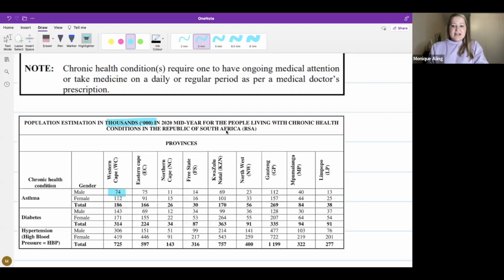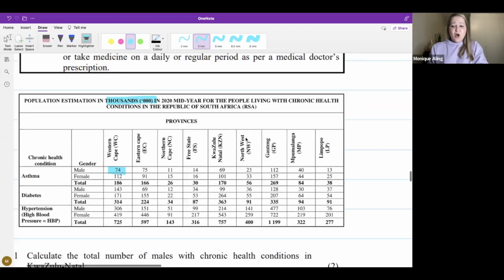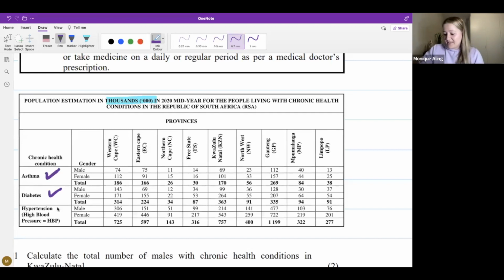All right. So looking at this table, it might be a bit harder to zoom in a bit more. We can see there are three main chronic health conditions: asthma, diabetes, hypertension, which is high blood pressure. So these are the three that they are focusing on. Then they've given you the number of males, females, and the total of each chronic health condition for each province. There's quite a few numbers and things to take note of over here.